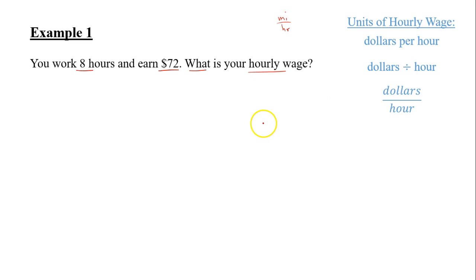So, how does that help us? Well, to get our wage, we need to do dollars divided by hours. So, go back. $72 divided by 8 hours.